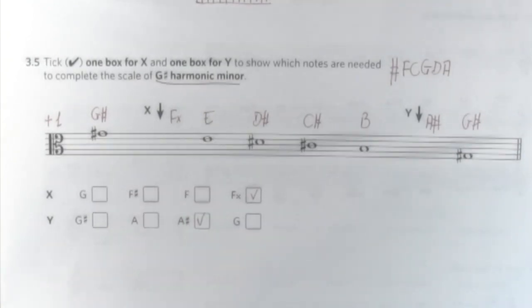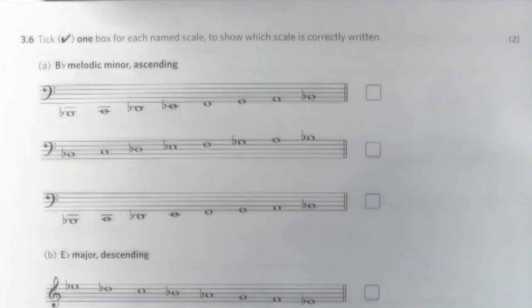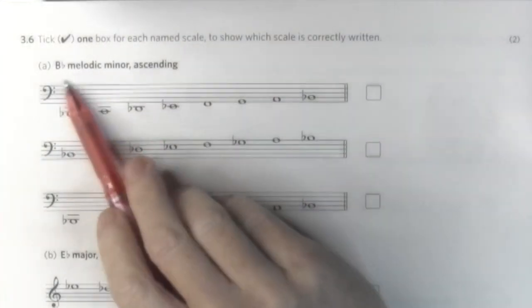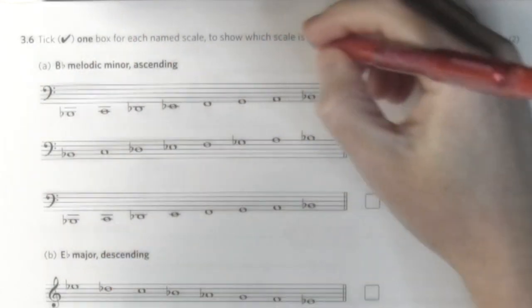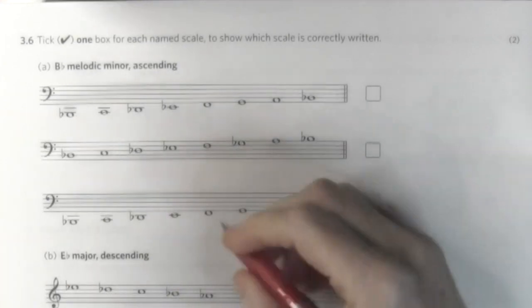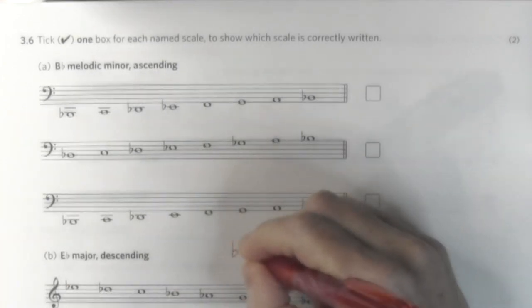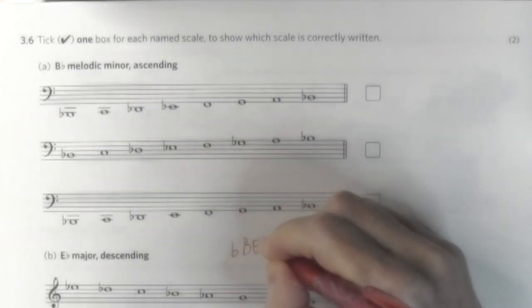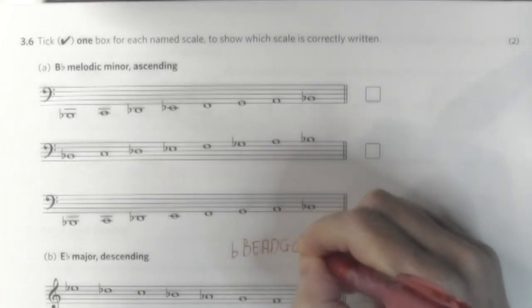Quick. Let's turn the page together. In this question, we need to tick the box that shows the two given scales correctly written. Now, B flat melodic minor, don't panic, is the relative minor of D flat. So in this case we have just flats. So let's write the order of flats. Big elephants, 8 dinosaurs, goat, cheese and figs.